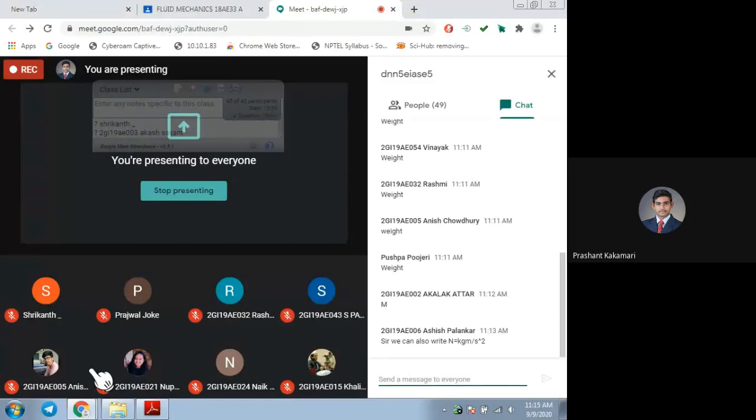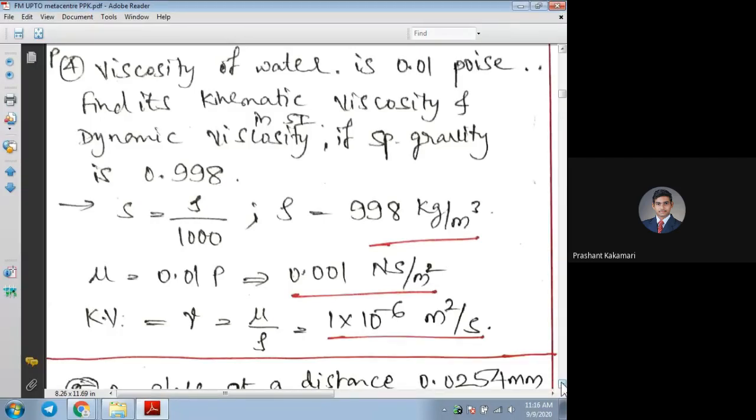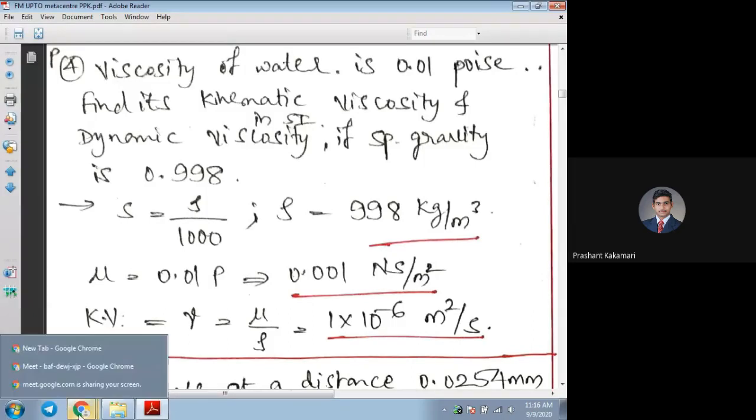Yes, we can also write Newton as kg meter per second square. Here in the problem, you write Newton as kg meter per second square. Viscosity you convert in terms of kgs. For kinematic viscosity, you also take mu as well as density in kgs. No issues. The answer will be meter square per second. No problem. Shall I move to the next problem?